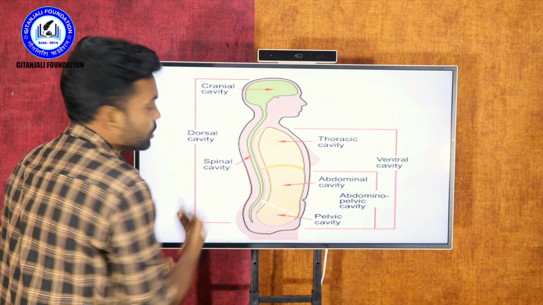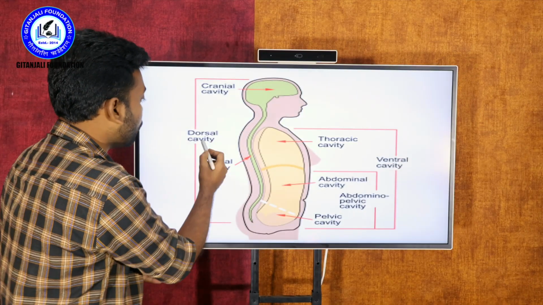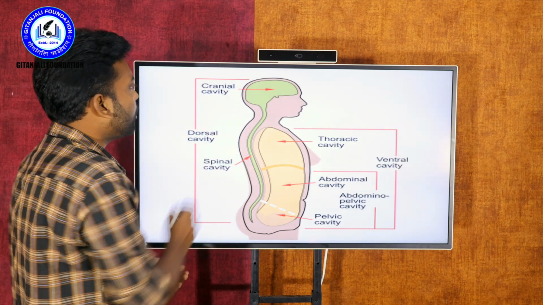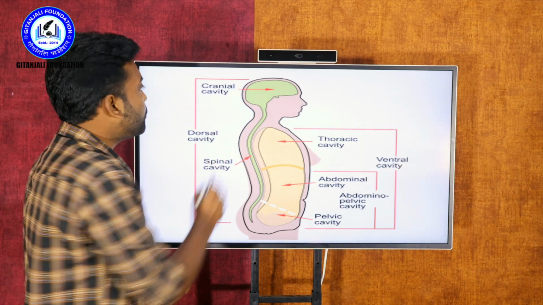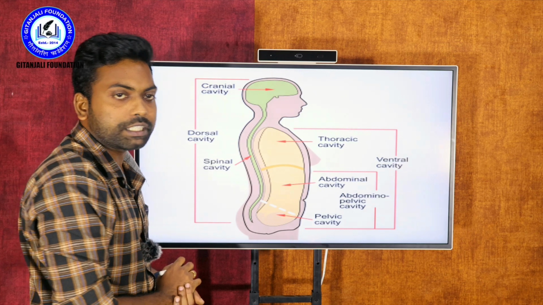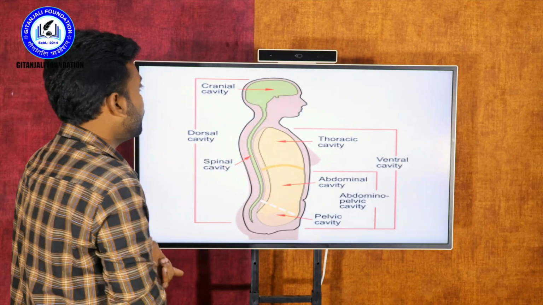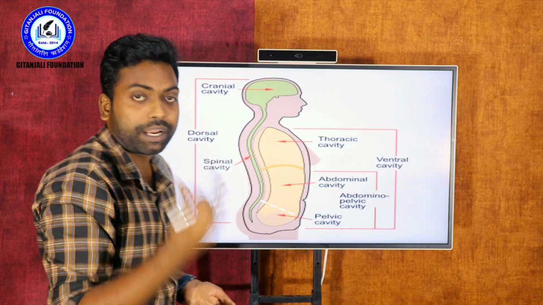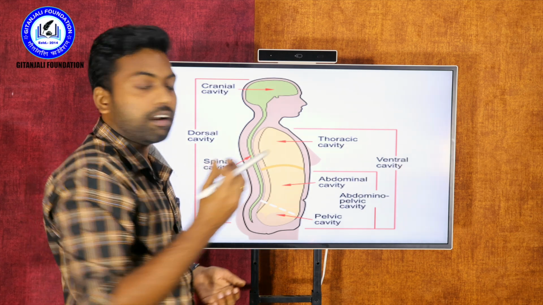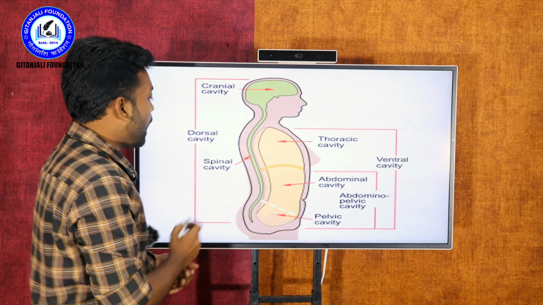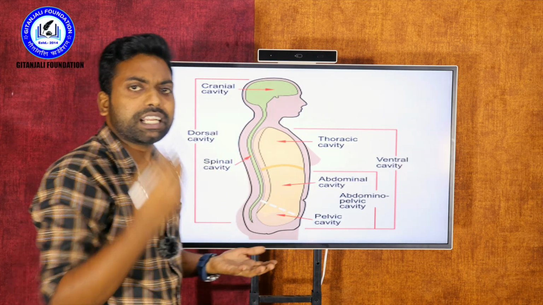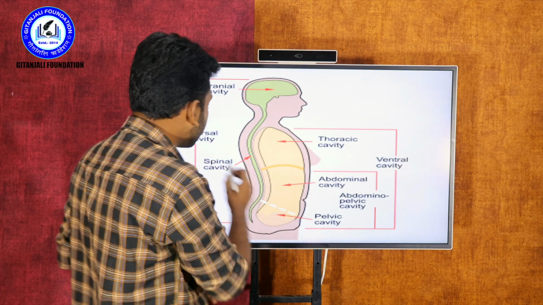And next we can see the dorsal side. The back of the human body is called the dorsal side. There are two cavities. The first one is the cranial cavity. Cranium, in terminology, is the head. In the cranial cavity there is the brain, a very sensitive organ. And the next one is the spinal cavity, where the spinal cord is, and that is why it is called the spinal cavity.